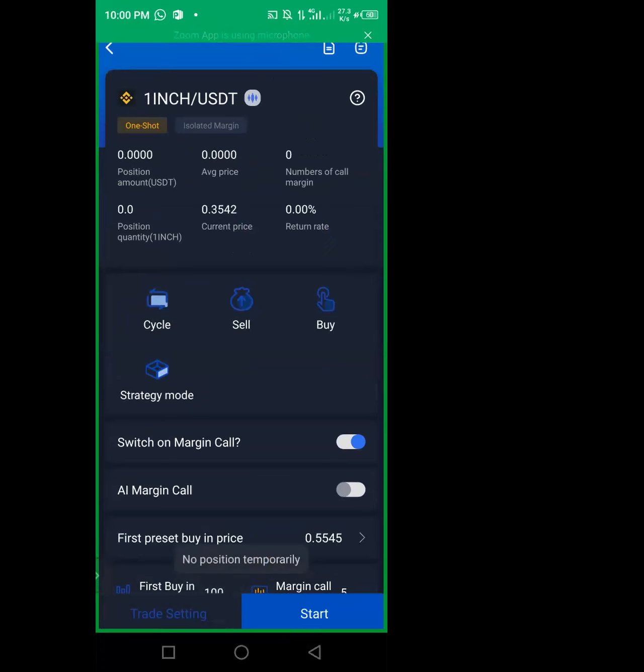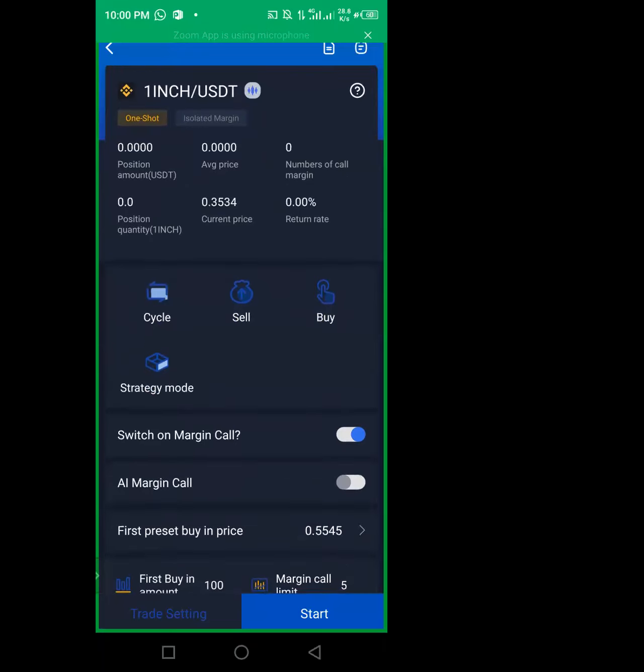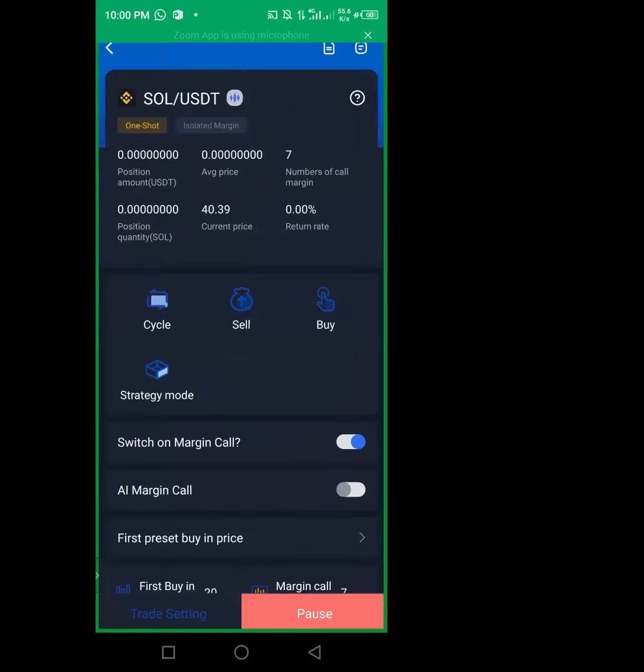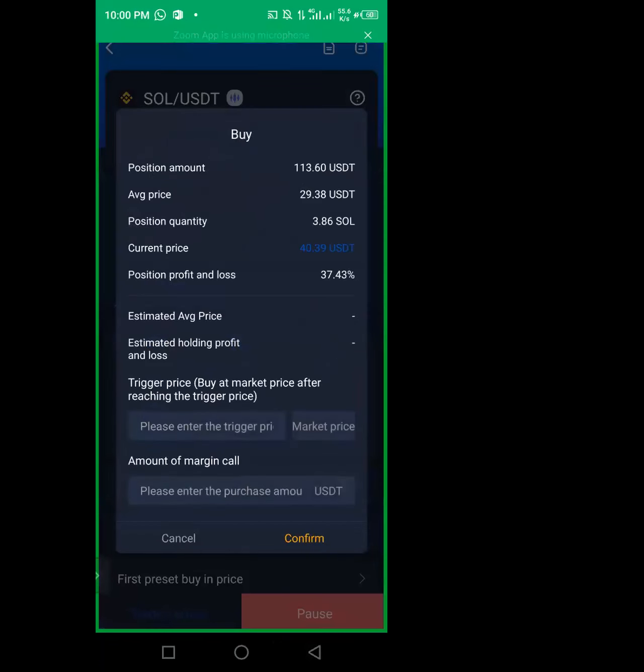Now, buy. Manual replenishment. I said I will explain manual replenishment. This is buy. This is where we do manual replenishment. Okay, let me look for my trade. Okay, so when you click buy, you can see the position amount. It means the number of USDT you have there already, the total number of USDT, which includes your first buy amount and your margin calls.